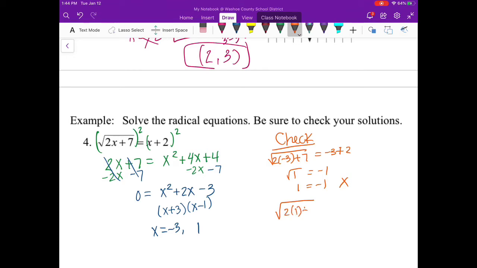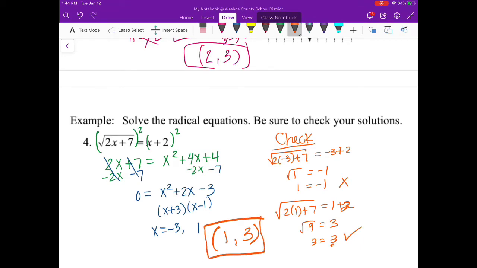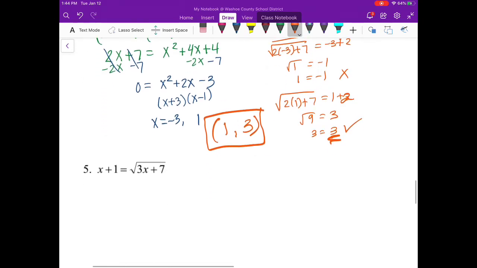So now let me check for 1. That gives me the square root of 9 equals, that's a 2, sorry, that equals 3. So this one works, okay? So my answer is 1 comma 3. That's the point of intersection. Whatever the value came out to on either side. That's why it works, because it comes out to the same value on both sides, okay?